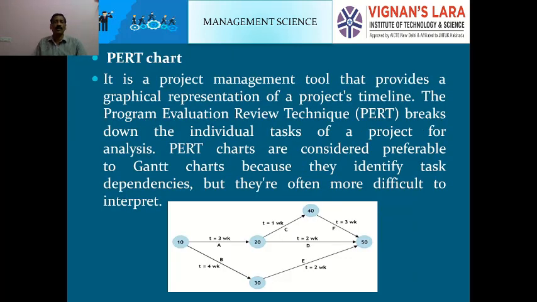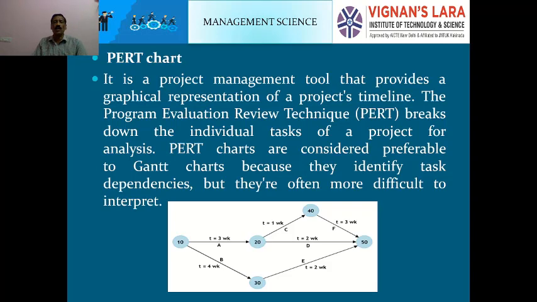Next area is the PERT chart. It is also like a network diagram which can be used to know the total tasks in the project completion period. How many parts are involved in the completion of each project. That means the total activities are framed with the help of the project chart. That is, it is a project management tool that provides a graphical representation of a project timeline.